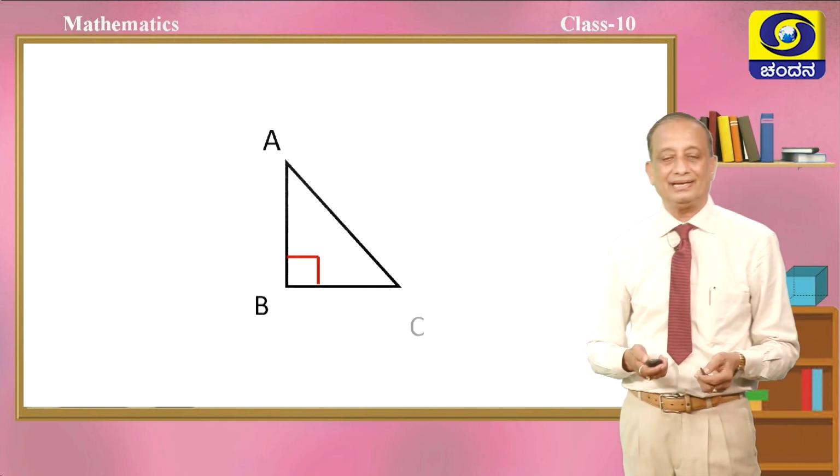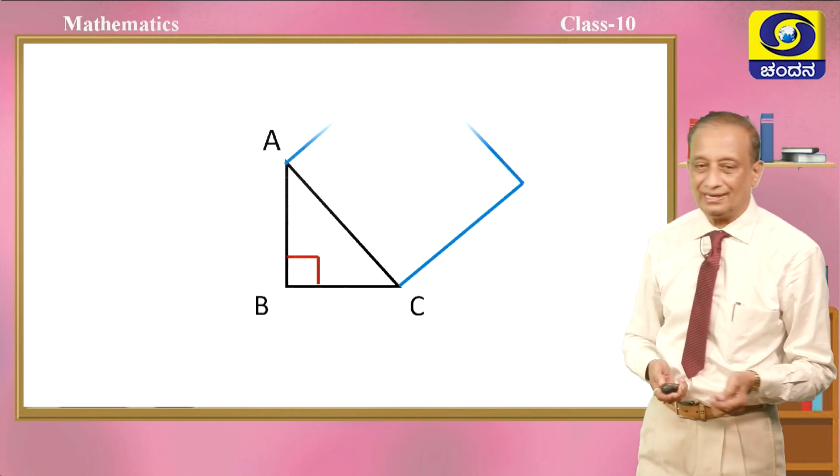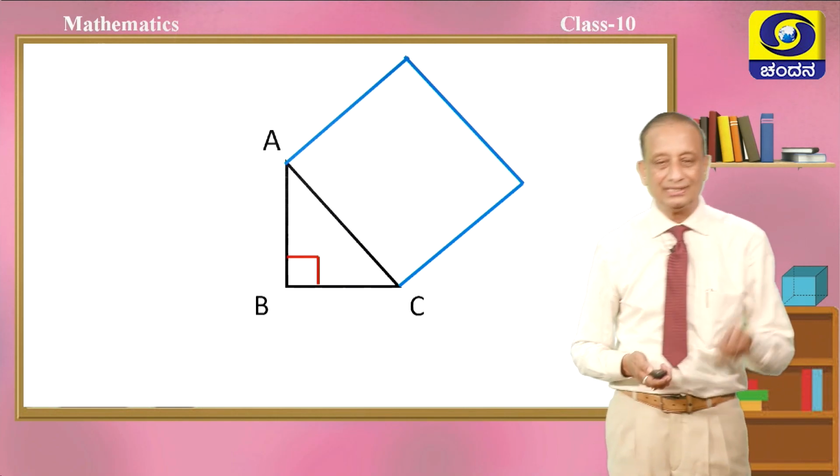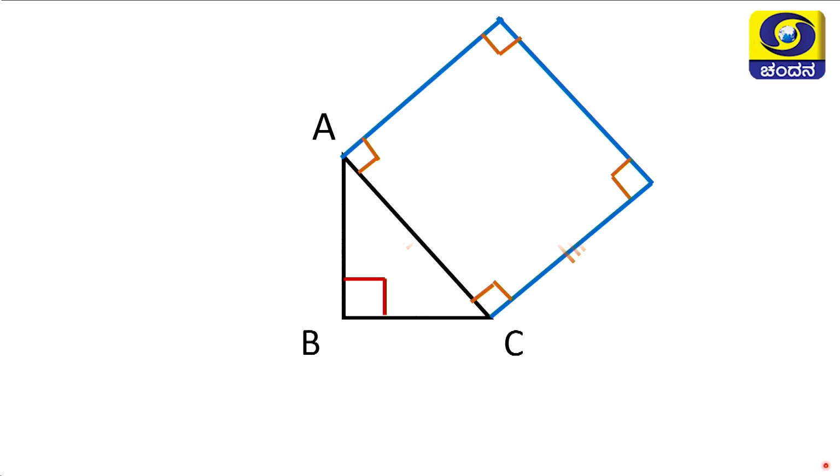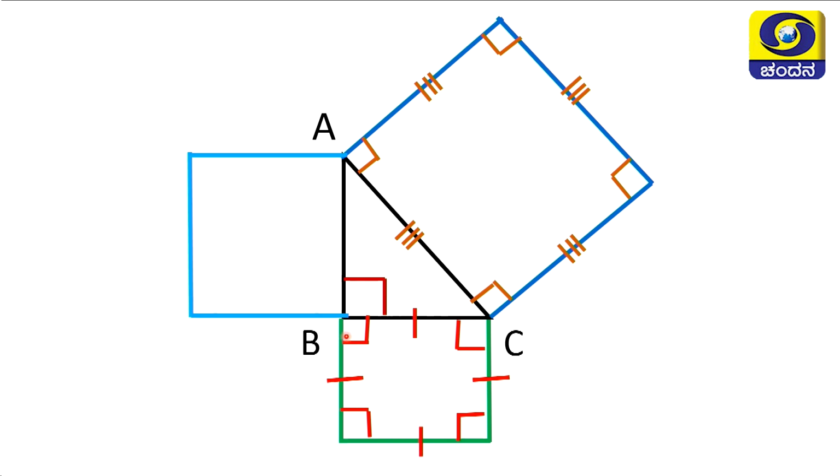So here is a right angle triangle ABC in which angle ABC is equal to 90 degrees. AC is the hypotenuse. So imagine a square like this, children. Square means all the sides are equal, all the angles are equal. So another square on BC and similarly another square on AB also. Let us suppose that BC is 3 centimeters, AB is 4 and AC is 5 centimeters. Let us calculate the area.